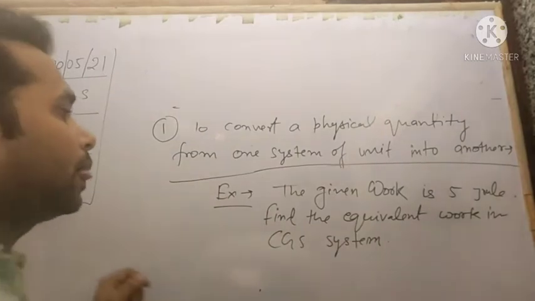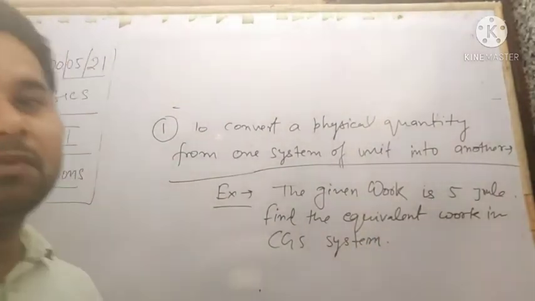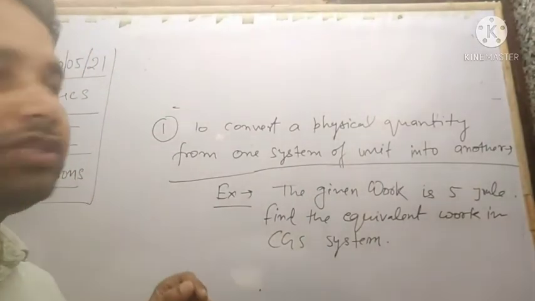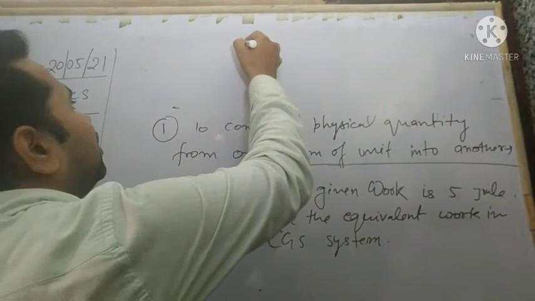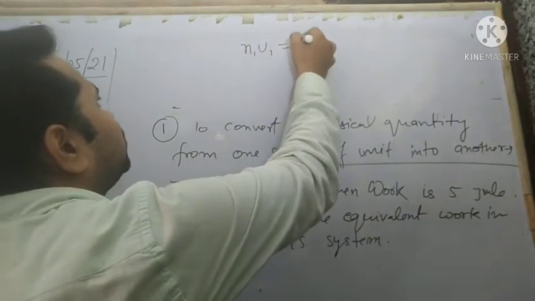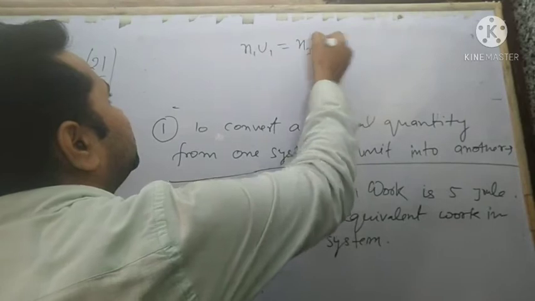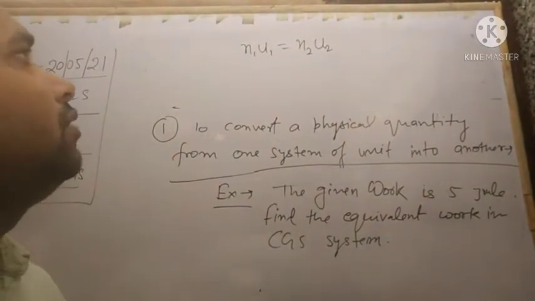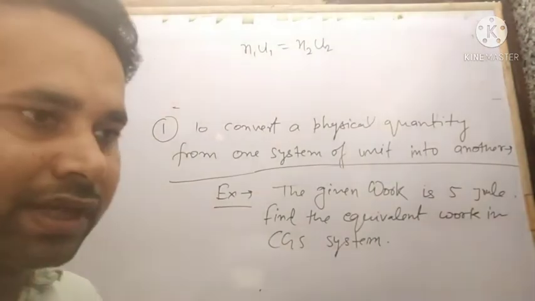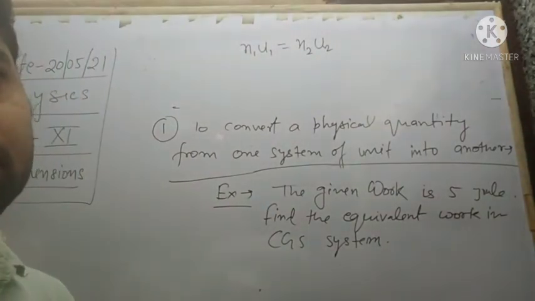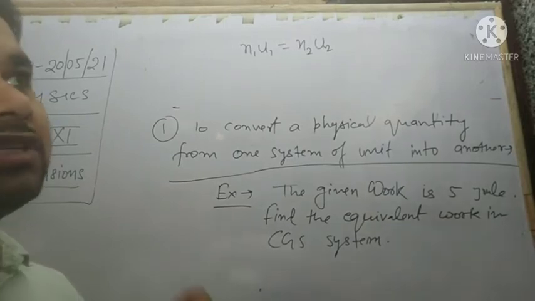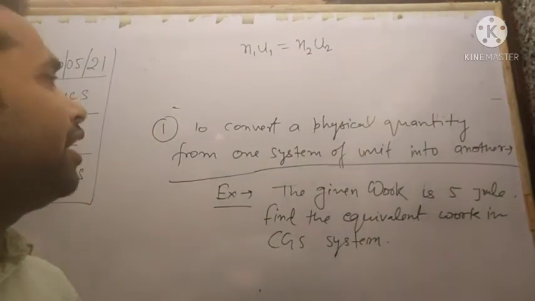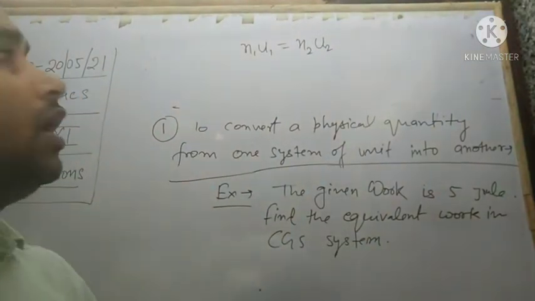Let's see. For the solution of this type of question, remember one formula which we have discussed in earlier lectures: n1 u1 equals n2 u2. I think this was the formula we have discussed in the first lecture of the second chapter. In the first lecture we have described this formula, n1 u1 equals n2 u2.